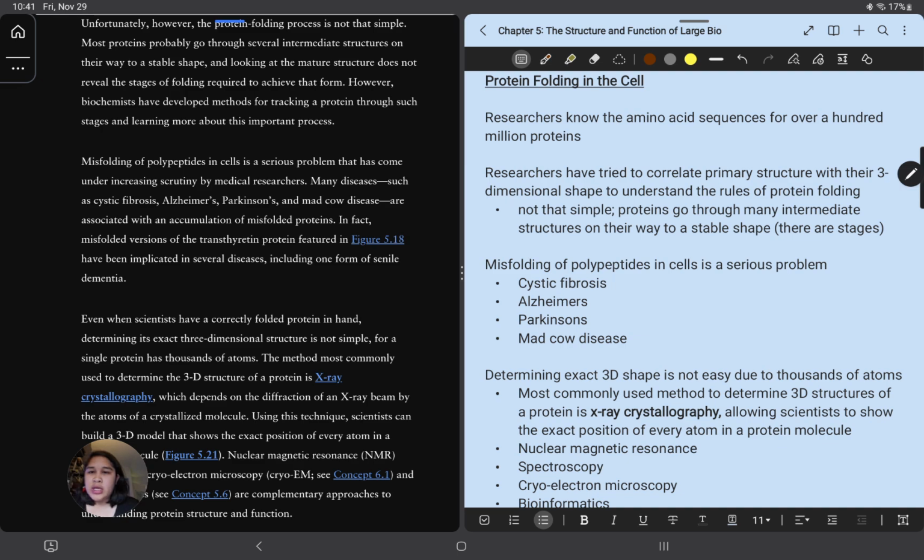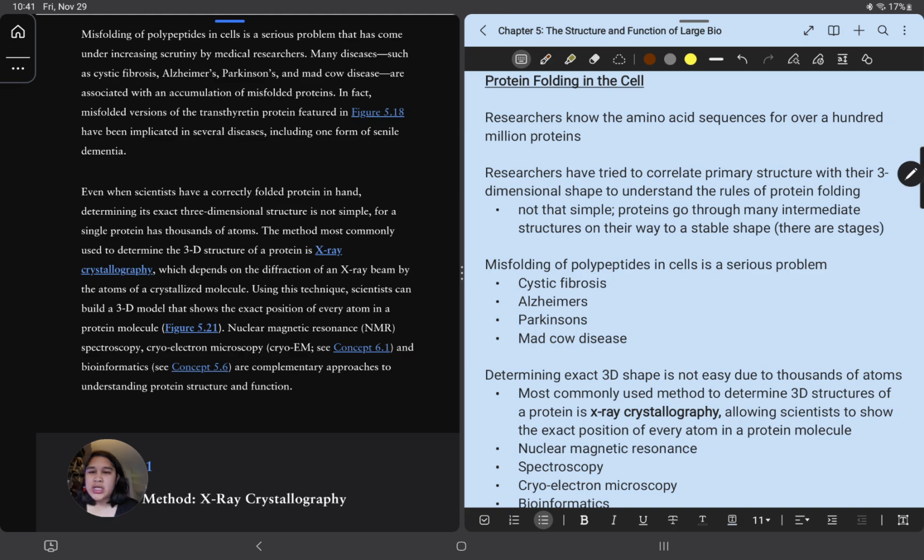Most proteins probably undergo several intermediate structures on their way to a stable shape, and looking at a mature structure does not reveal the stages of folding required to achieve that form. However, biochemists have developed methods for tracking a protein through such stages and learning more about this important process.